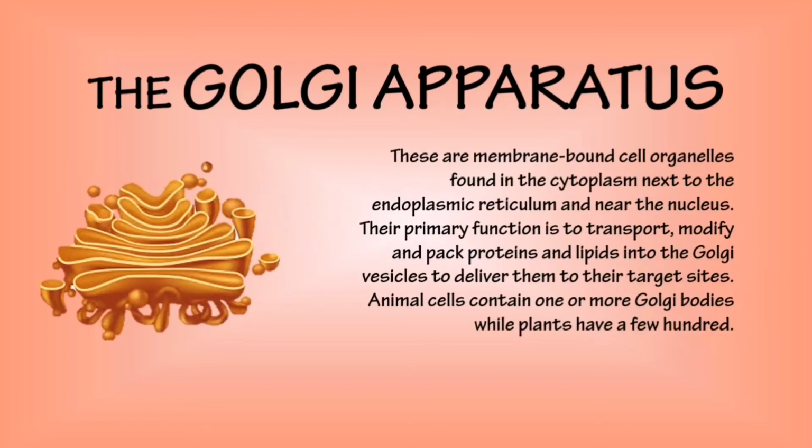The Golgi apparatus. These are membrane-bound cell organelles found in the cytoplasm of a eukaryotic cell, next to the endoplasmic reticulum and near the nucleus. Their primary function is to transport, modify, and pack proteins and lipids into the Golgi vesicles to deliver them to their target sites. Animal cells contain one or more Golgi bodies, while plants have a few hundred.